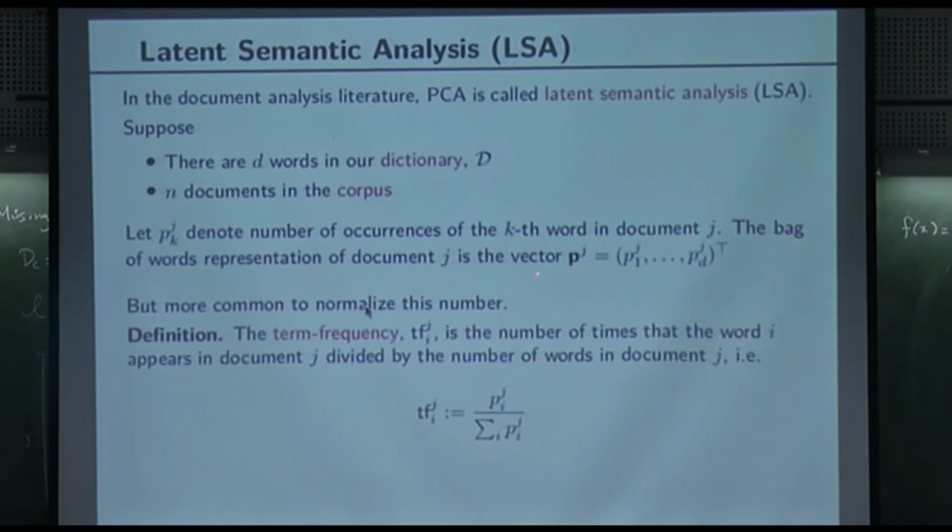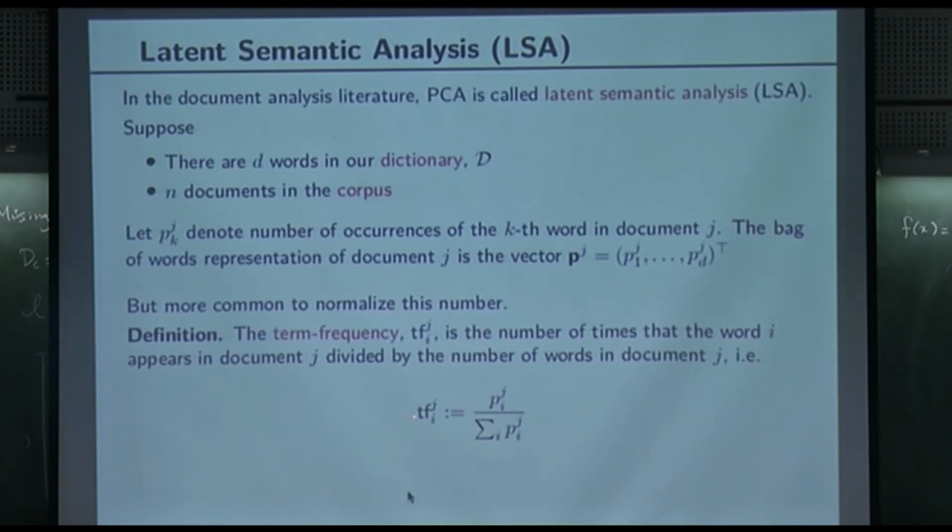Okay? So you can try to do various kinds of statistical analysis on this vector Pj, but one thing that people do is to renormalize these numbers slightly differently. It's common to normalize this number, and the way to normalize this is to define something called term frequency. So term frequency Ji is the number of times that word I appears in document J divided by the number of words in document J. So Pji was the number of times word I appeared in document J. This is unnormalized. You normalize it by the total number of words that come into that document.